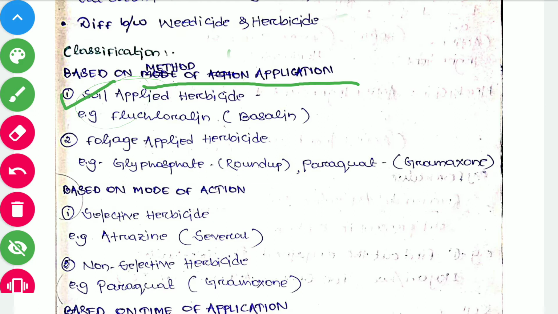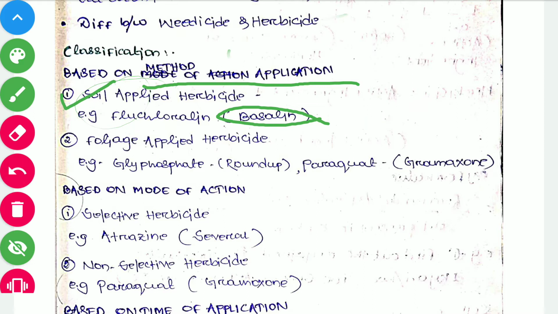There are some herbicides that act through the root or the underground part of the plant. So when such herbicides are applied on the soil, they will show their effect through the root or through the underground part of the plant. Such an example is fluchloralin and its trade name is Basalin. Here fluchloralin is its common name and Basalin is its trade name.